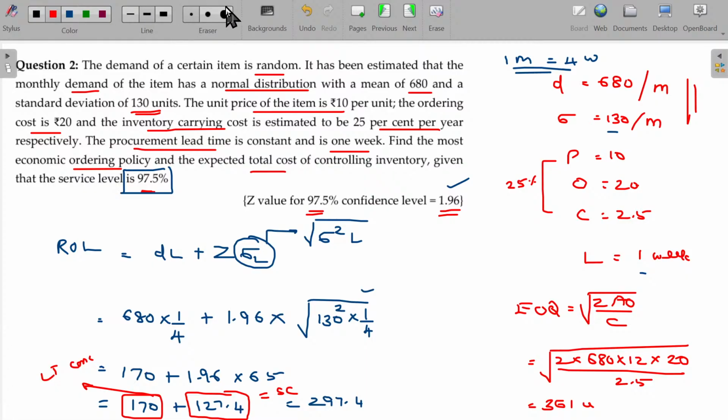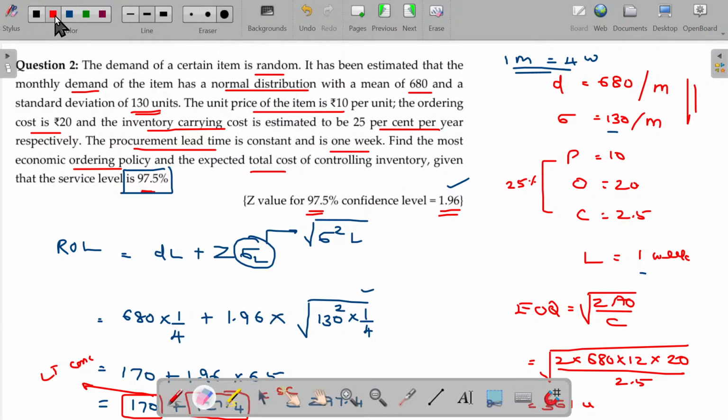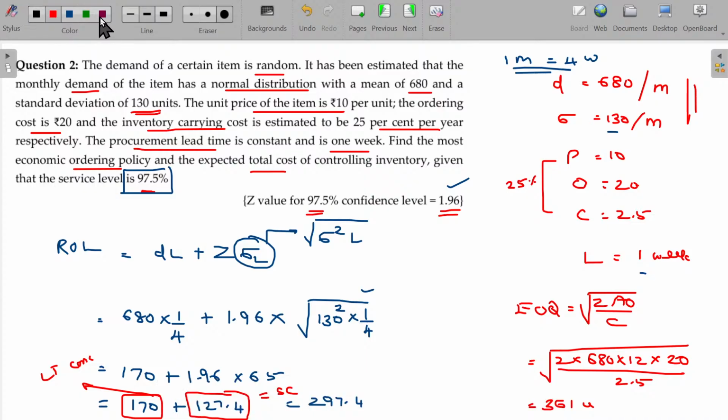Let me try to finish up that cost calculation. Now, what about the material cost? Annual requirement being 680 units into 12 months, per unit cost being 10 rupees. What about the overall material cost? 81,600, isn't it? 81,600 is the material cost.